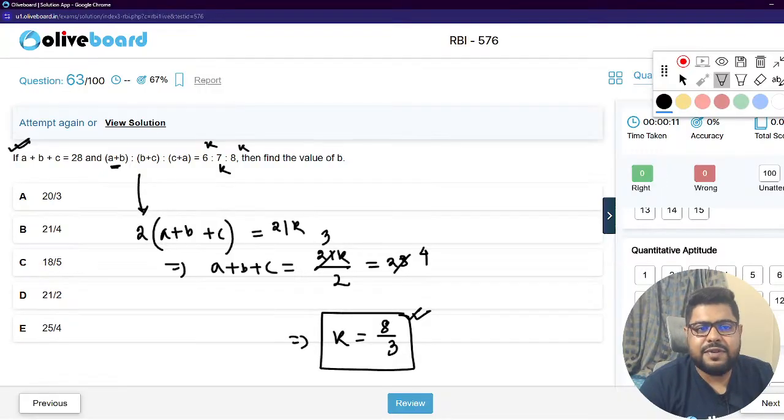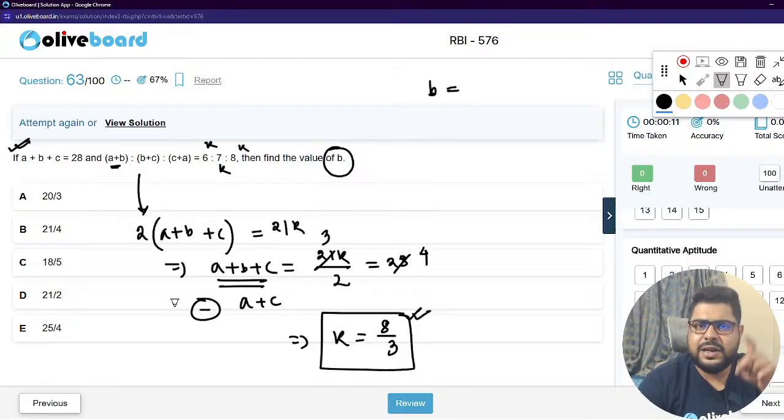Now they are asking the value of B. How will the value of B come out? Don't worry. A plus B plus C was 28. So I need B. B will be A plus B plus C minus A plus C. That will give you B.